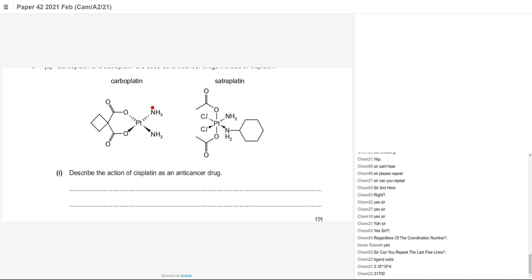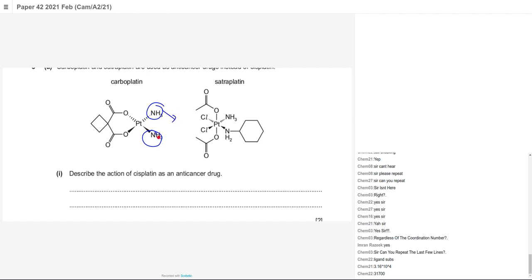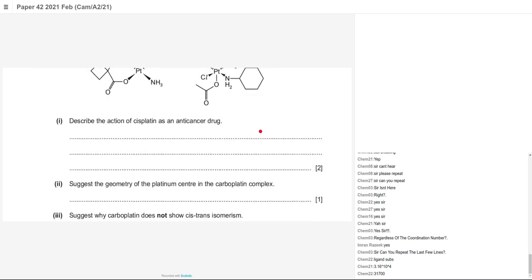So what happens is that the nitrogen-containing bases get substituted with this molecule. But this also contains nitrogen. Can you see? The base gets substituted with these groups. When this attaches to DNA, what happens? The cell replication or DNA replication will stop. So cisplatin acts as an anti-cancer drug because it attaches itself to the DNA strand and prevents the cell division. So attaching to the DNA strand is 1 mark, and preventing the cell division is the 2nd mark.